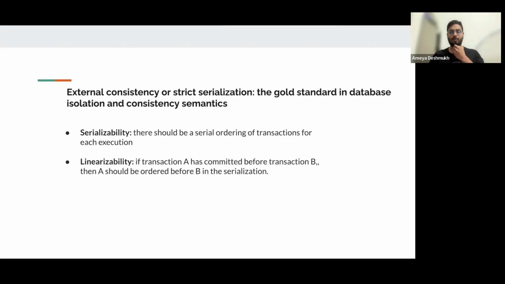It basically consists of two properties. One is serializability: given an execution, the entire execution or even a slice, consisting of a set of transactions, there should be a serial ordering for the transactions. And then linearizability: if transaction A has committed before transaction B in the execution sequence, then in the serializable representation, A should be ordered before B.